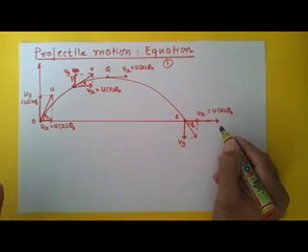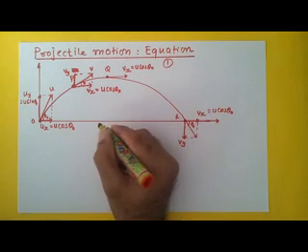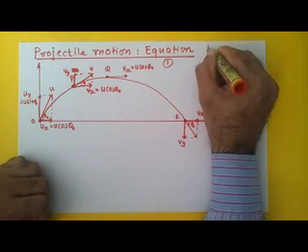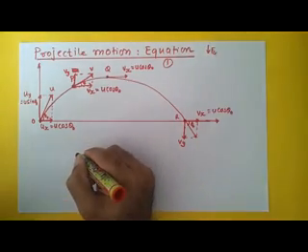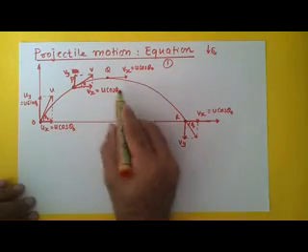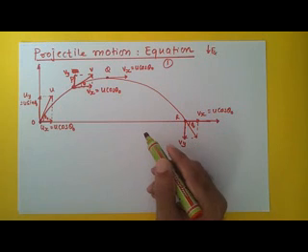Reason? Because when the object is performing projectile motion, there is no force acting on it in the horizontal direction. The only force that is acting, as we've discussed earlier, is the gravitational force Fg. So whatever change in velocity occurs will only be along the y-axis, no change along the x-axis, and therefore the x component of the velocity remains constant throughout.